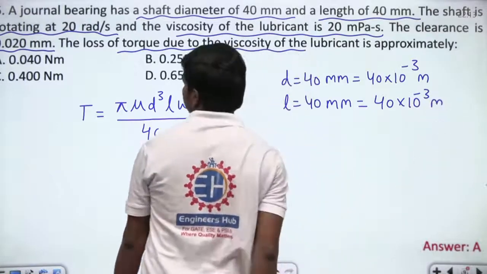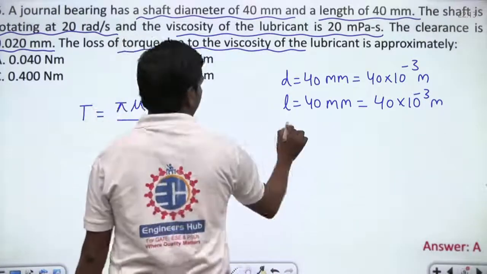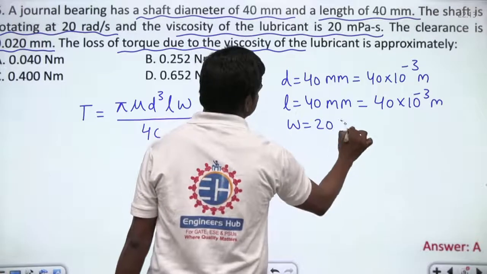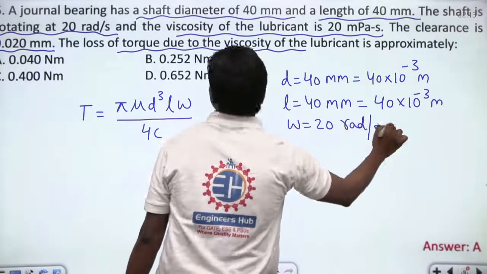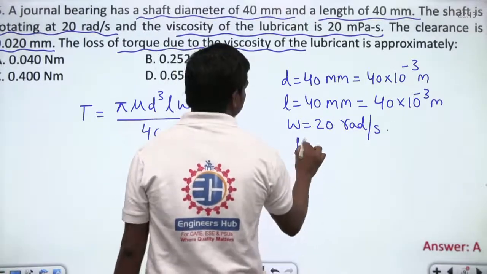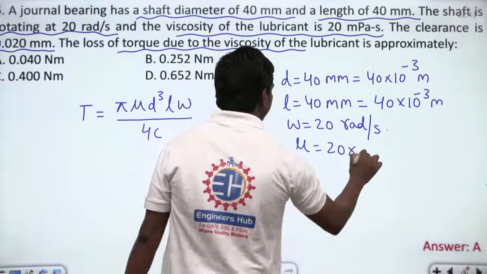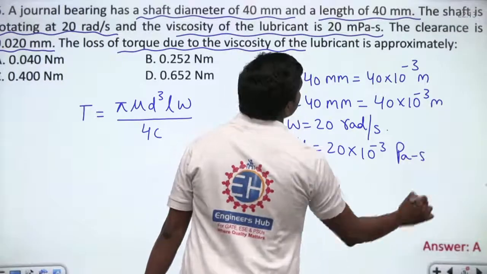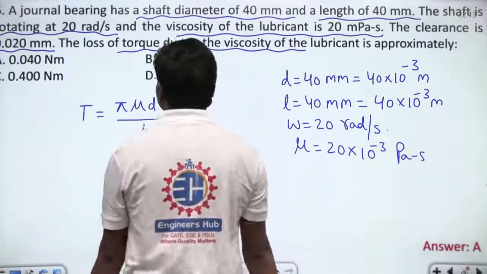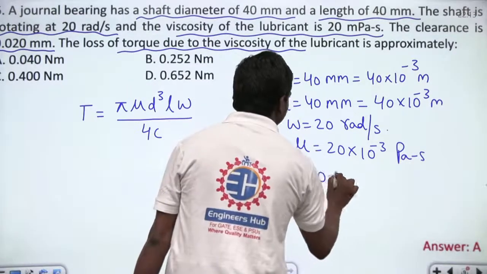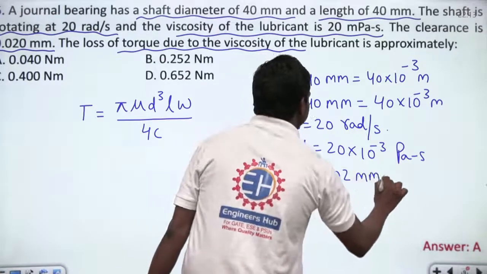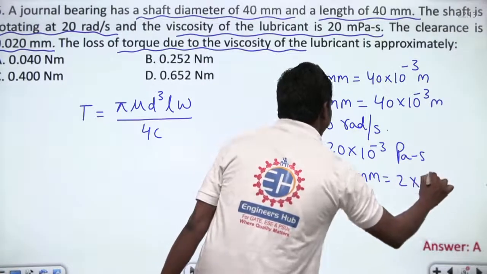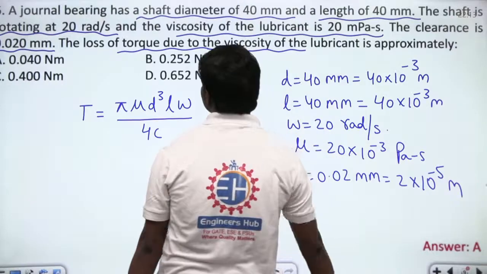The length is in meters. The shaft is rotating at 20 radians per second, so the angular velocity is 20 radians per second. Then the viscosity of the lubricant is 20 millipascal second, so 20 into 10 to the power minus 3 pascal second. The clearance is 0.02 mm, which can be written as 2 into 10 to the power minus 5 meters. So we are writing everything in SI units.